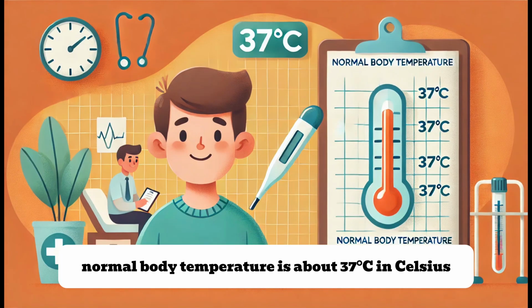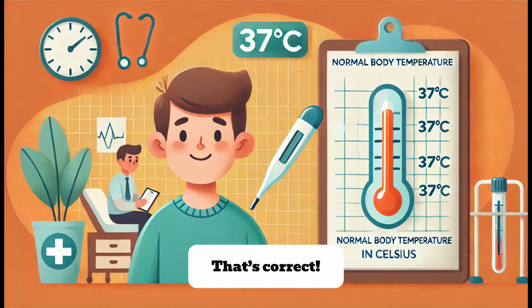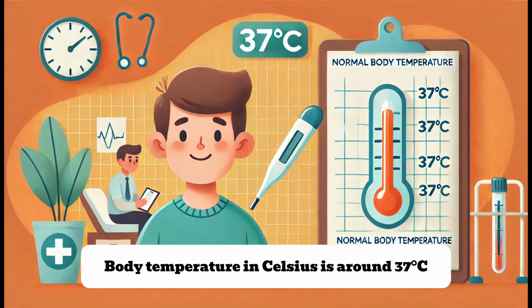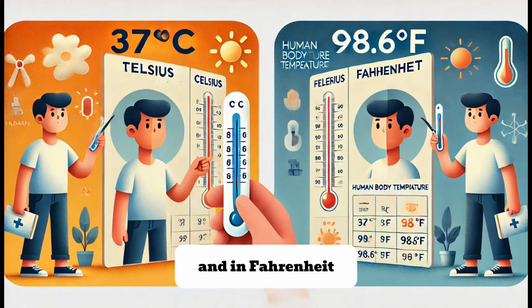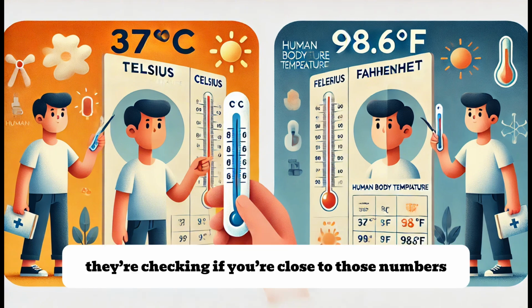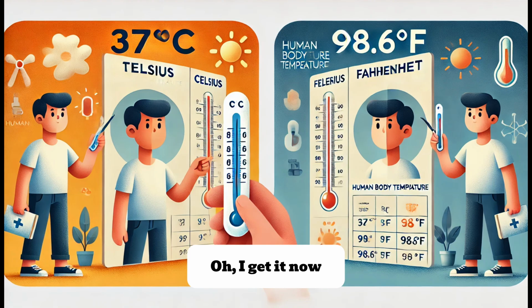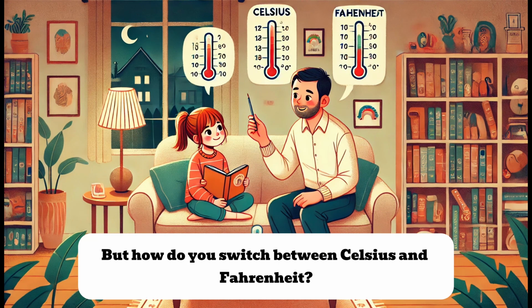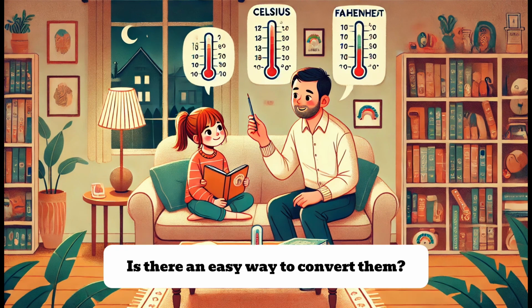So, normal body temperature is about 37 degrees in Celsius, right? That's correct. Body temperature in Celsius is around 37 degrees Celsius, and in Fahrenheit, it's 98.6 degrees Fahrenheit. That's why when you get your temperature taken at the doctor's office, they're checking if you're close to those numbers. Oh, I get it now. But how do you switch between Celsius and Fahrenheit? Is there an easy way to convert them?